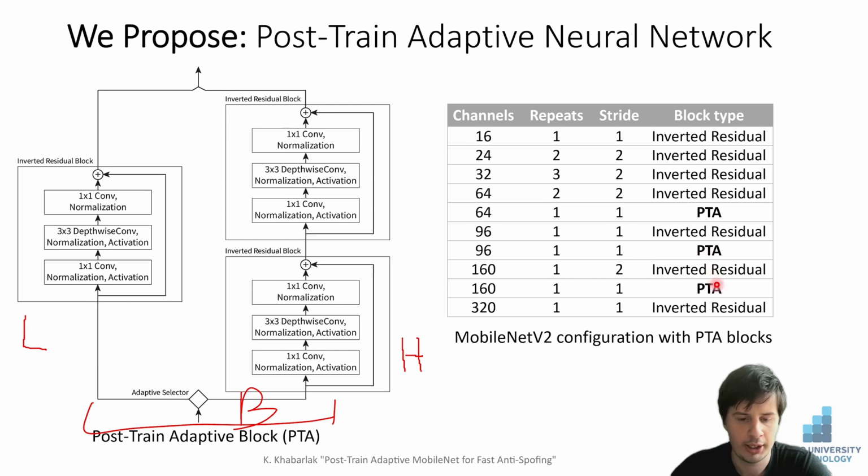Here, here, and in here. Actually, pairs of two inverted residual blocks, one by one, were replaced with a single post-train adaptive block.